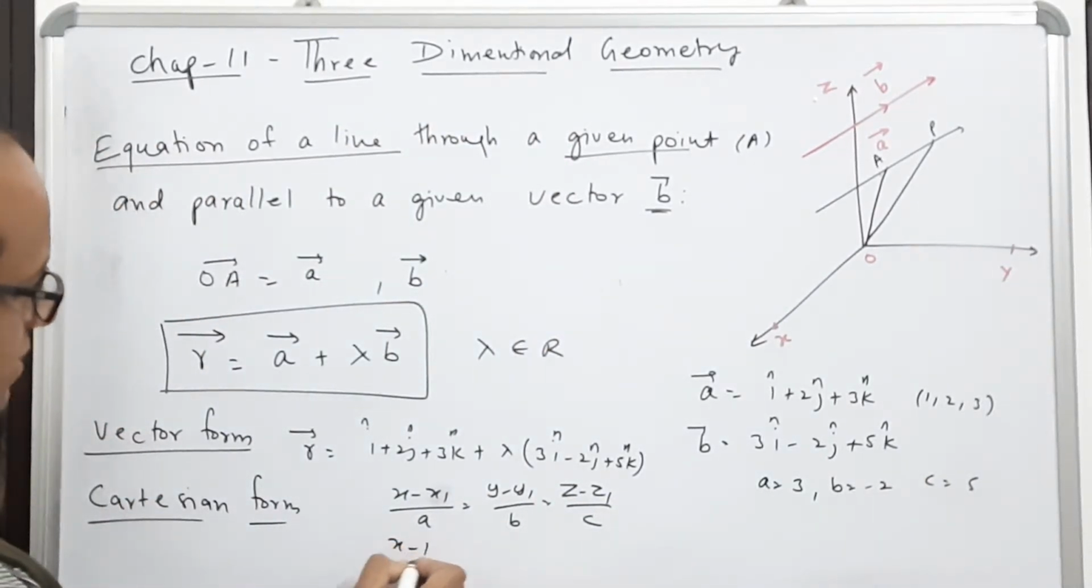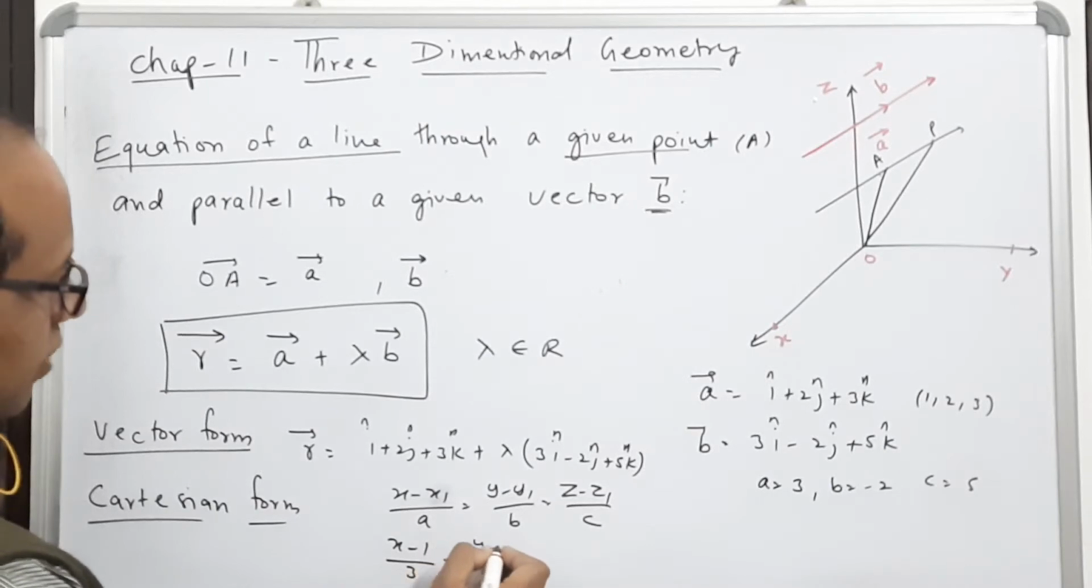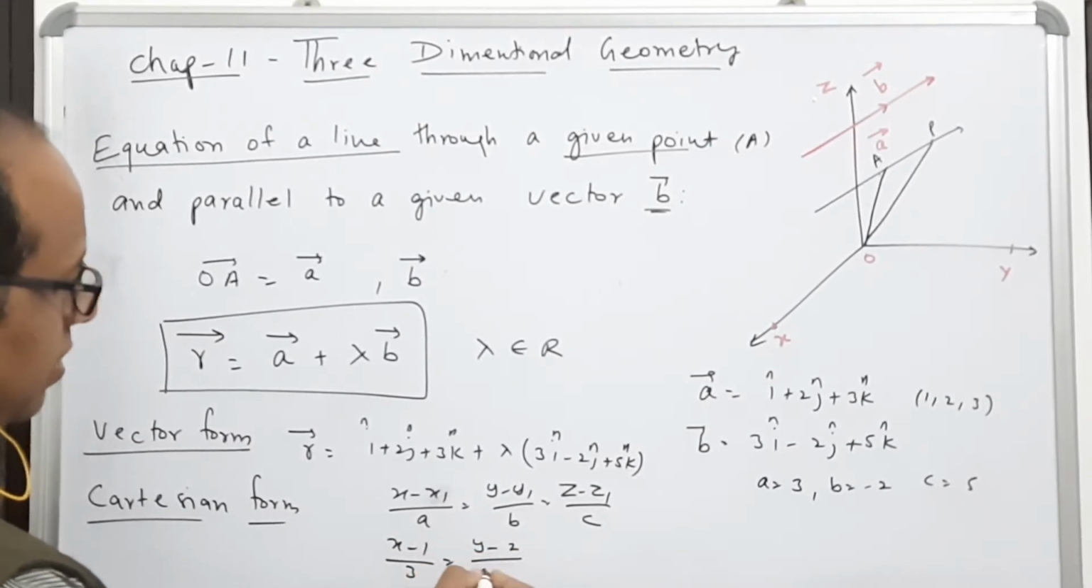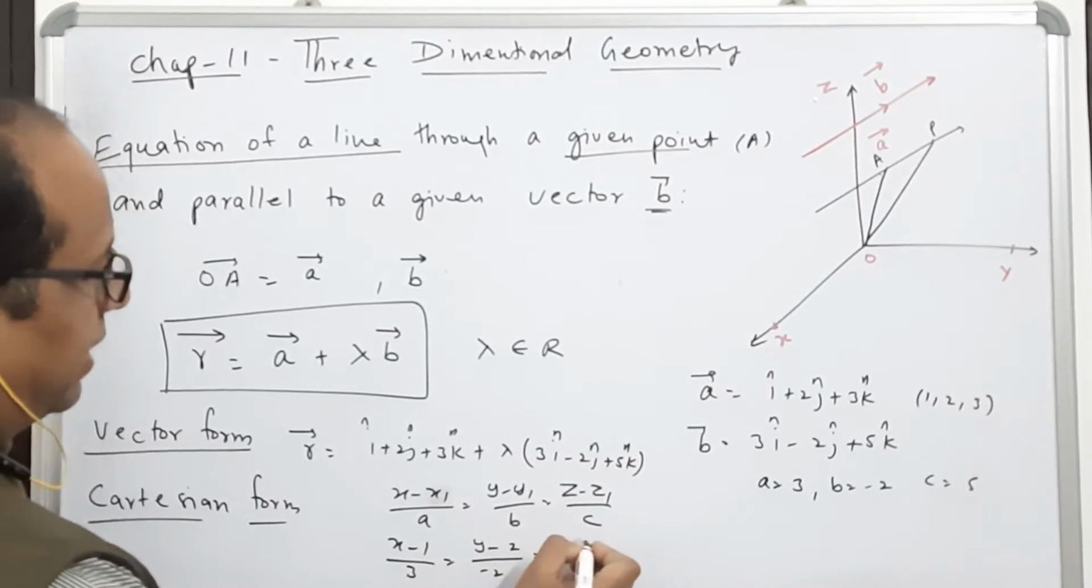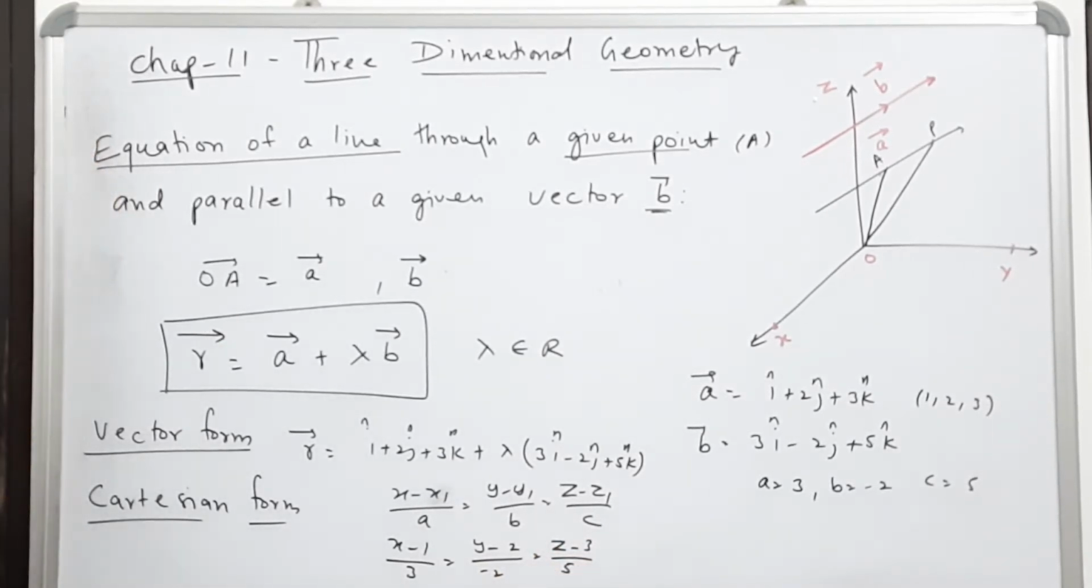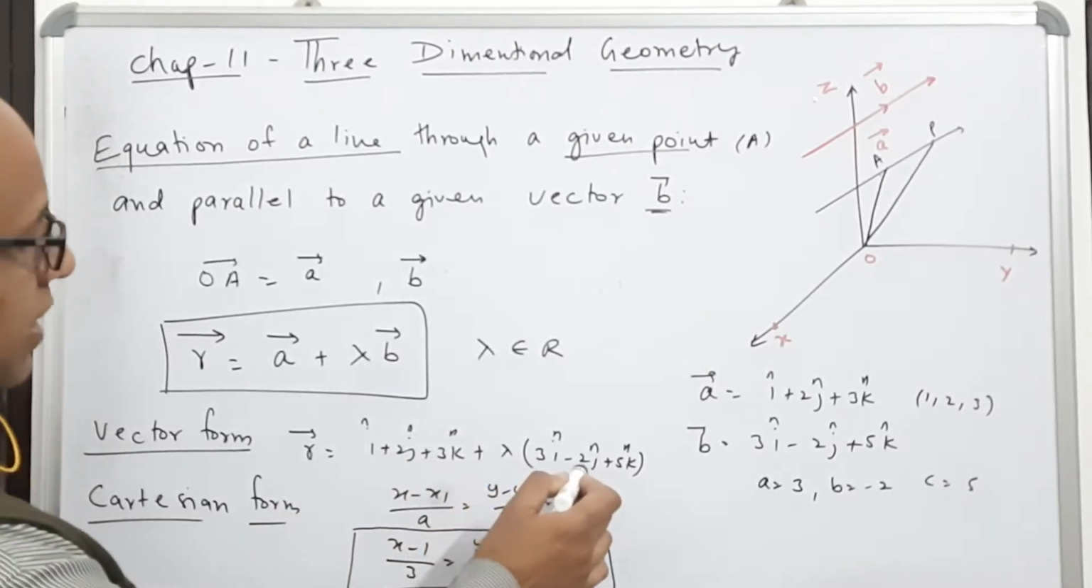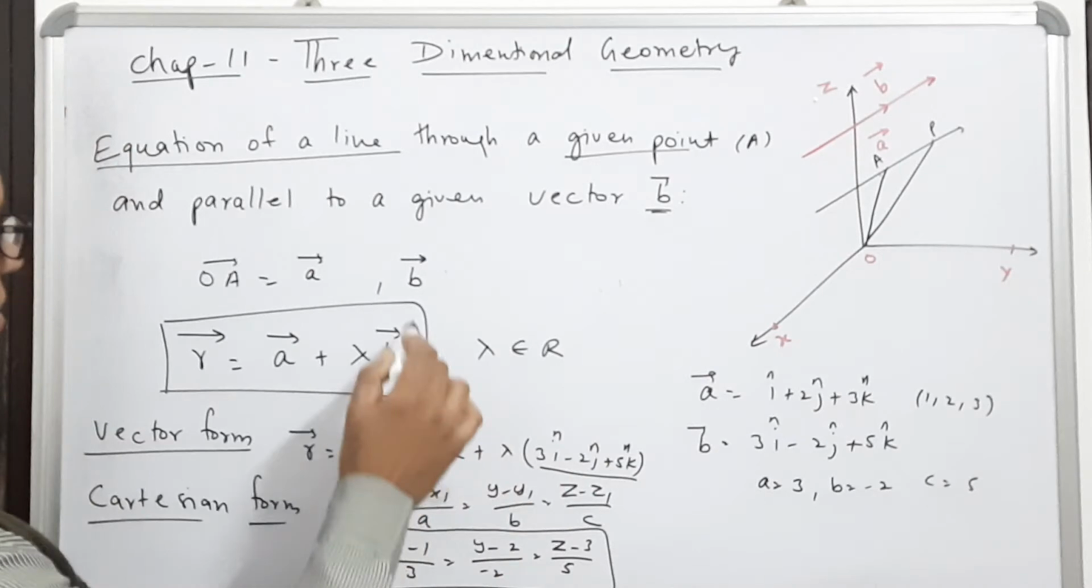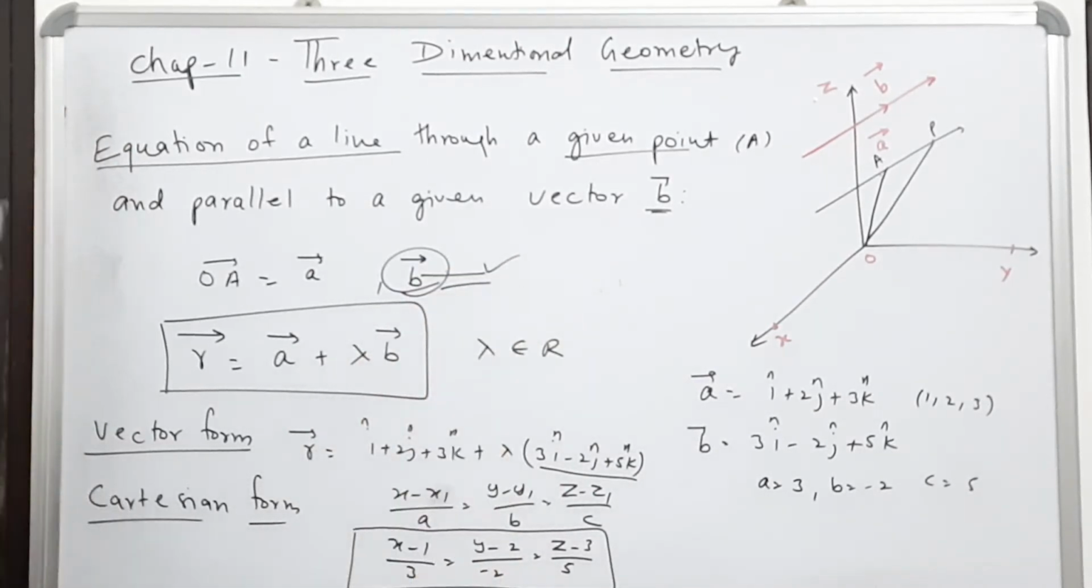So the answer is (x minus 1) upon 3, (y minus 2) upon minus 2 and (z minus 3) upon 5. So in this way we can find the equation of the line in the Cartesian form, and here 3, minus 2 and 5 are the direction ratios of the line. With the help of this we can find the direction cosines and other things. And here 3, minus 2 and 5, because this line is parallel to this vector, whatever will be the direction ratio of this vector, that will be the direction ratio of the line also.